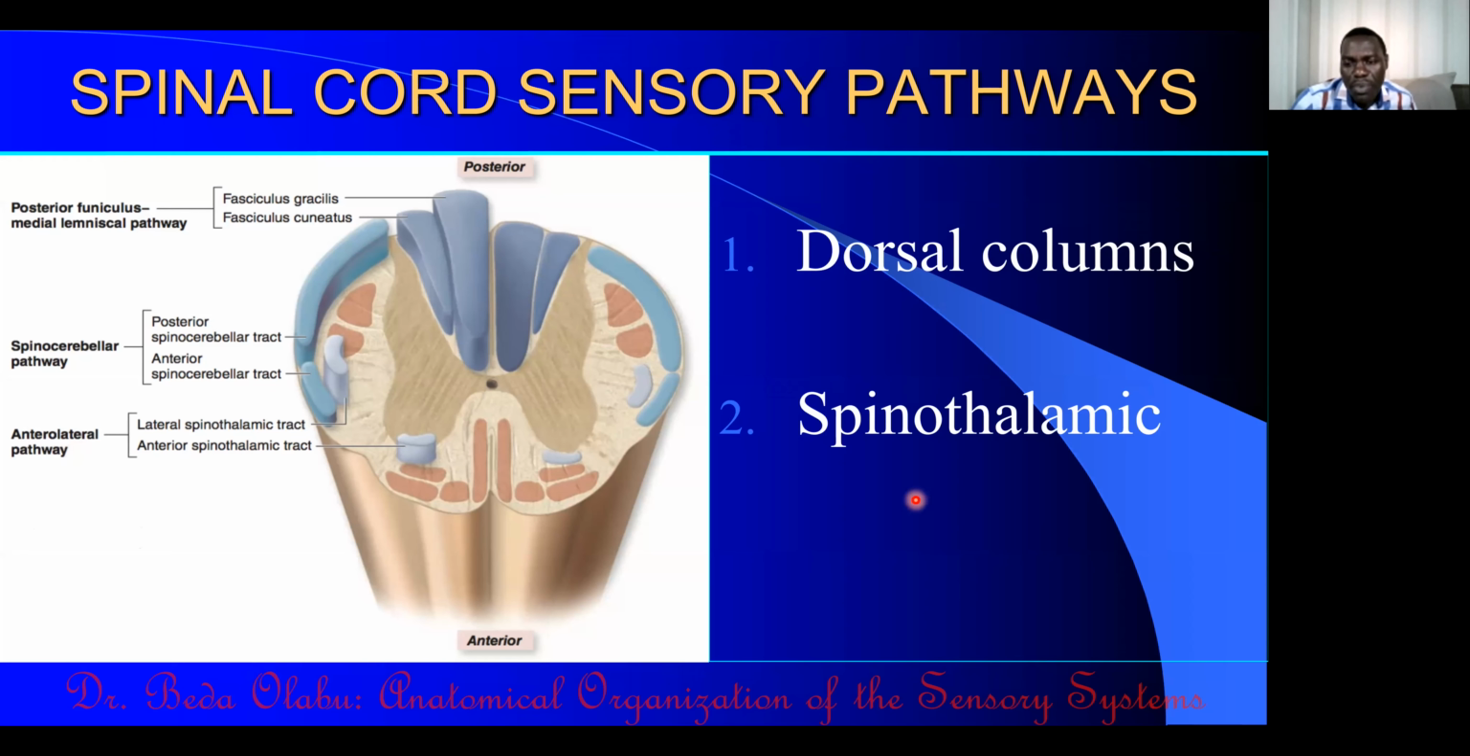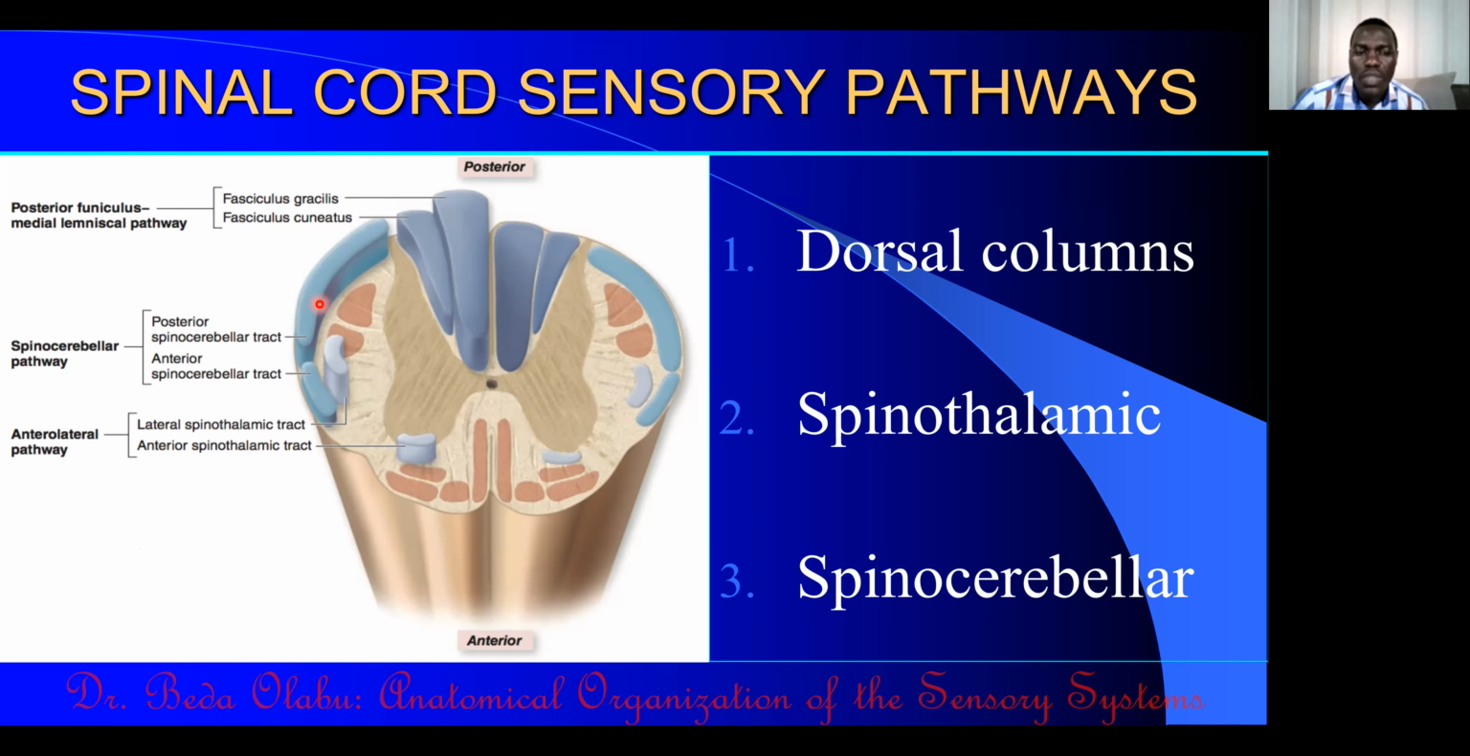The other type of tracts that we mentioned that we haven't talked about were the spinocerebellar tracts, which carry information regarding unconscious proprioception. So the receptors are still the proprioceptors, except that now these ones go to the cerebellum. Good.